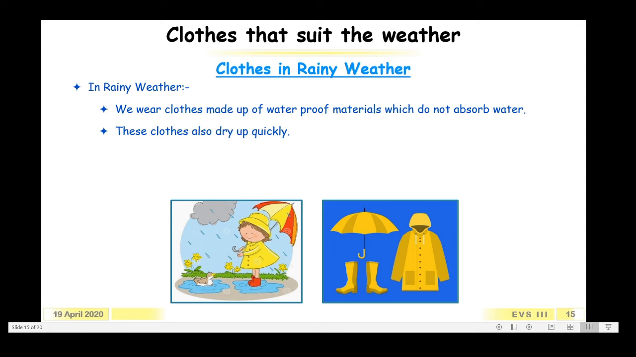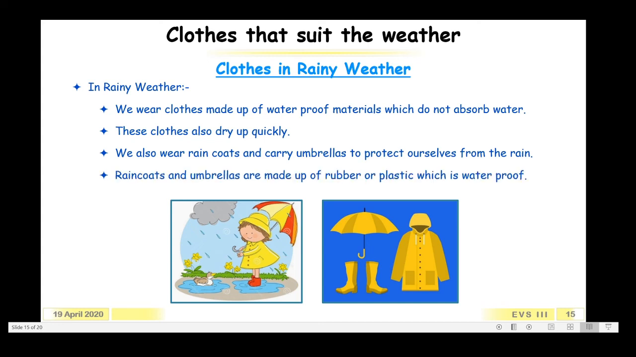Now, here I want to remind you about your swimsuits. The suits that you wear when you go for swimming, they are made up of waterproof material. That is the reason that they get dry up very fast, right? And then we also wear raincoats and carry umbrellas to protect ourselves from the rain. Raincoats and umbrellas are again made up of rubber or plastic, which is waterproof.